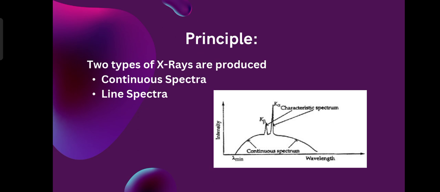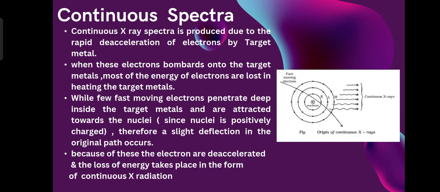So in principle there are two types of X-rays produced basically, that is continuous spectra, also called continuum spectra, and the line spectra. Here on the right hand side it depicts the picture. We will see in detail, starting with the continuous spectra. Here the main principle involved under the continuum spectra is that the X-rays are produced due to the rapid deceleration of the electrons by the target metal.